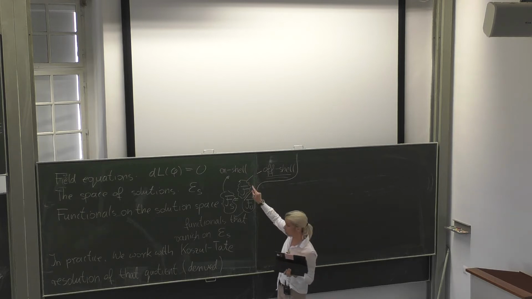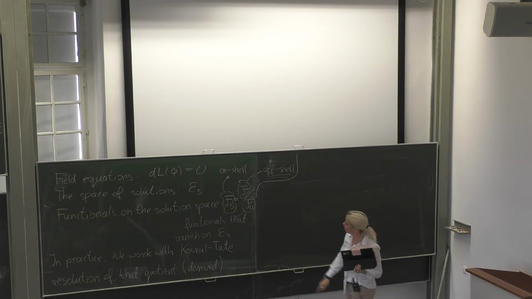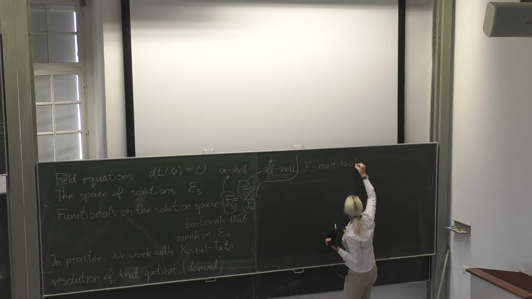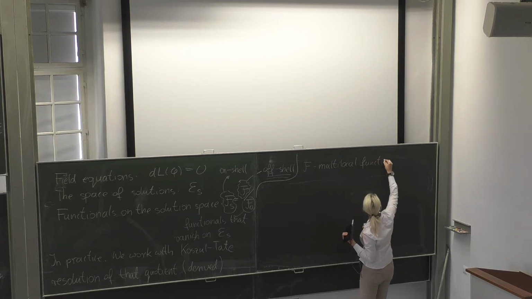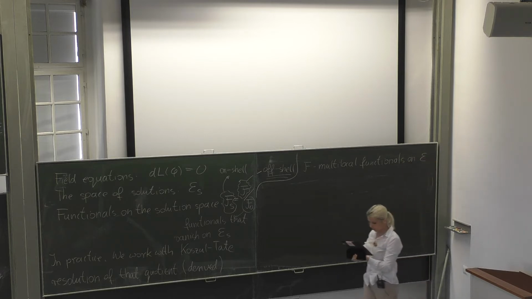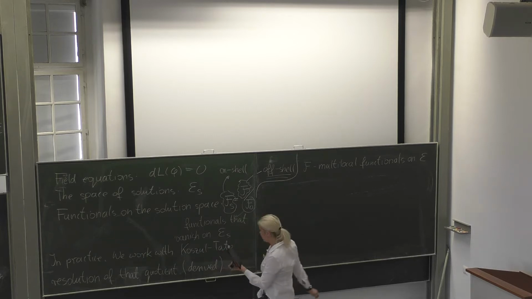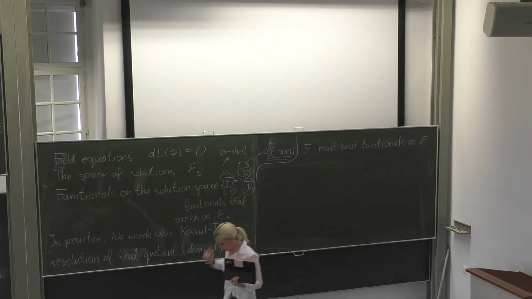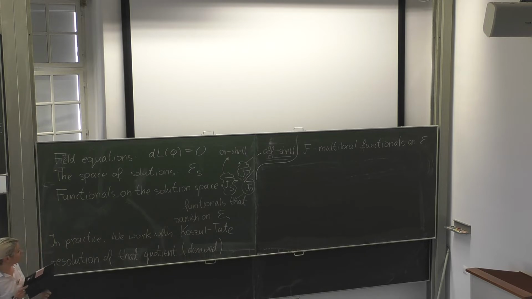Okay, so for now we work off shell. F for us is the space of multi-local functionals on the space of fields. And okay, so let's start with maybe introducing some dynamics. So one way, obviously, to take into account the dynamics is by taking that quotient, but I don't want to do that. I want to encode all the dynamics only in algebraic structures that I put on the space F.